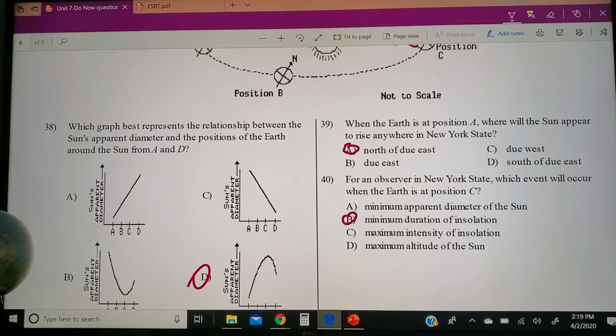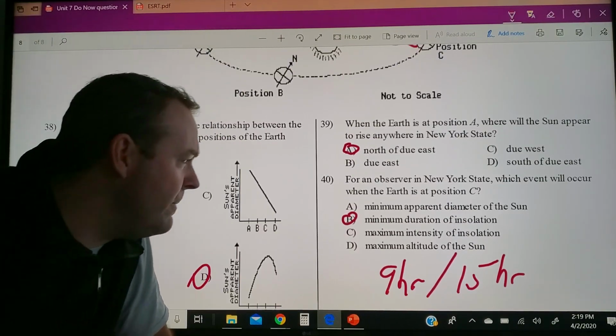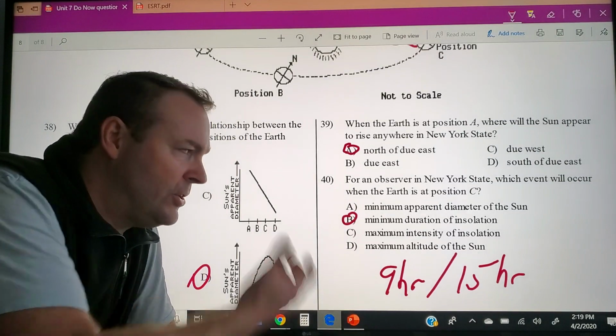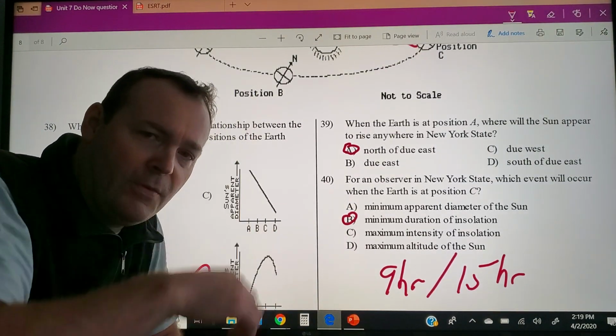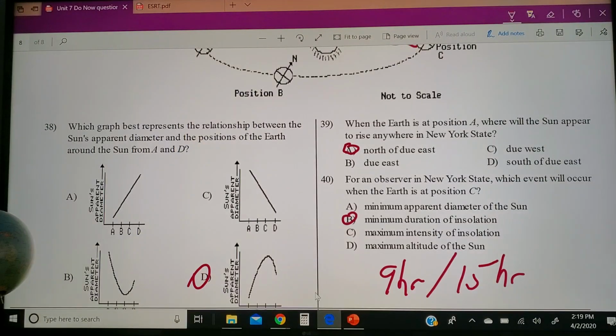All right. If you remember in Elmont, we get about a 9-hour day at this point versus a 15-hour night, right, on December 21st. All right. Hopefully you followed that. Any further questions on these? Leave them in the comment section down below. All right, let's jump back to the lesson.